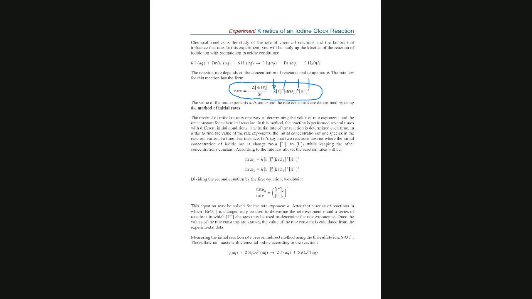This is what is interesting, that not only we can measure the rate by changing concentration per time, but also we can express this relationship about the constant times the concentration of iodide raised to a number times concentration of bromate raised to another number, and the concentration of protons raised to another number.